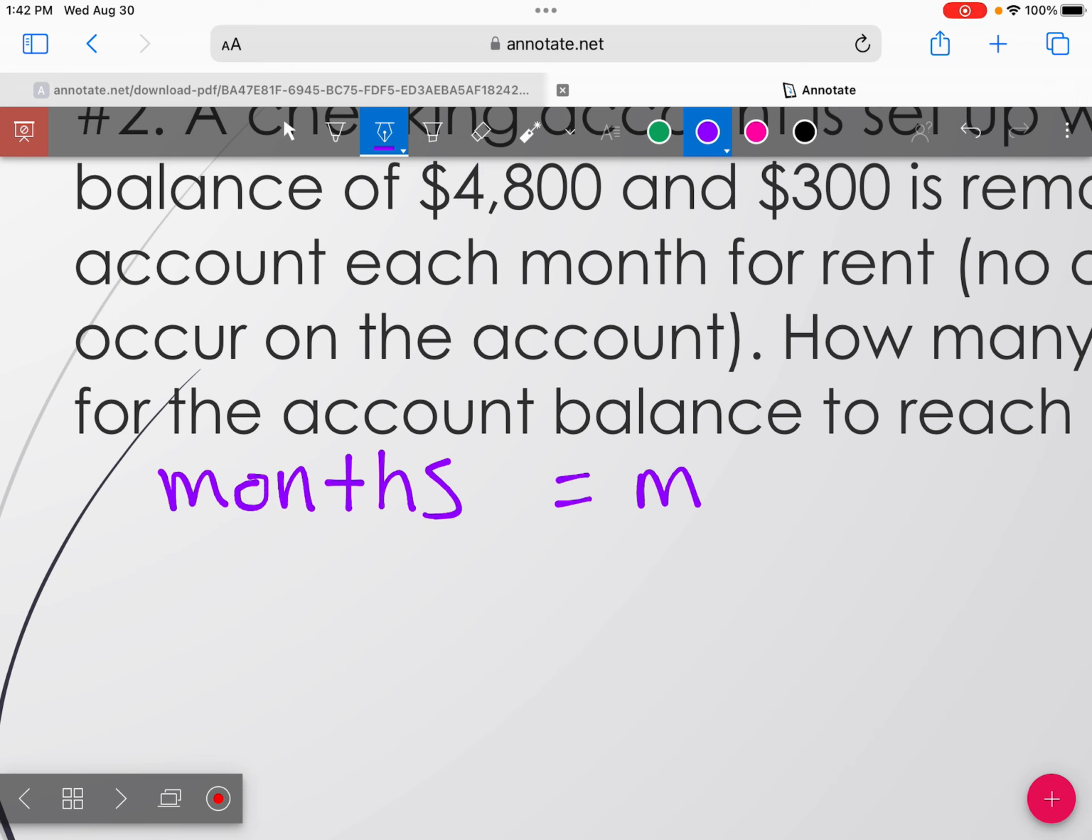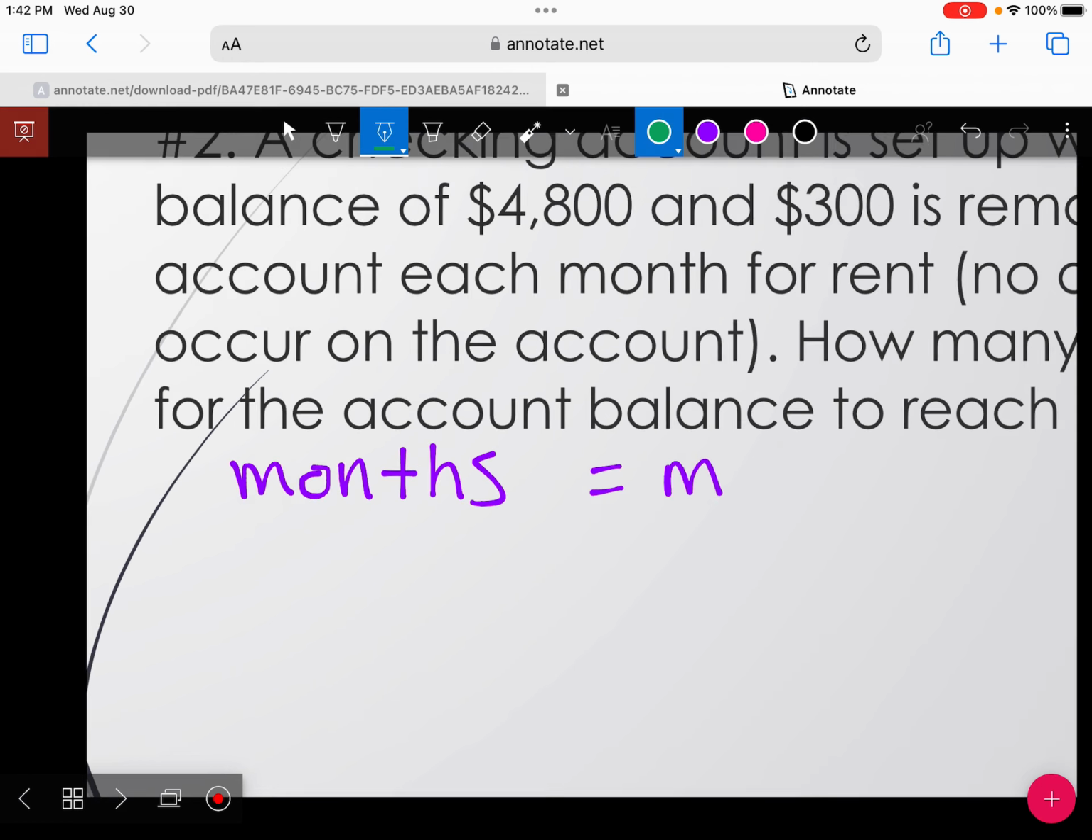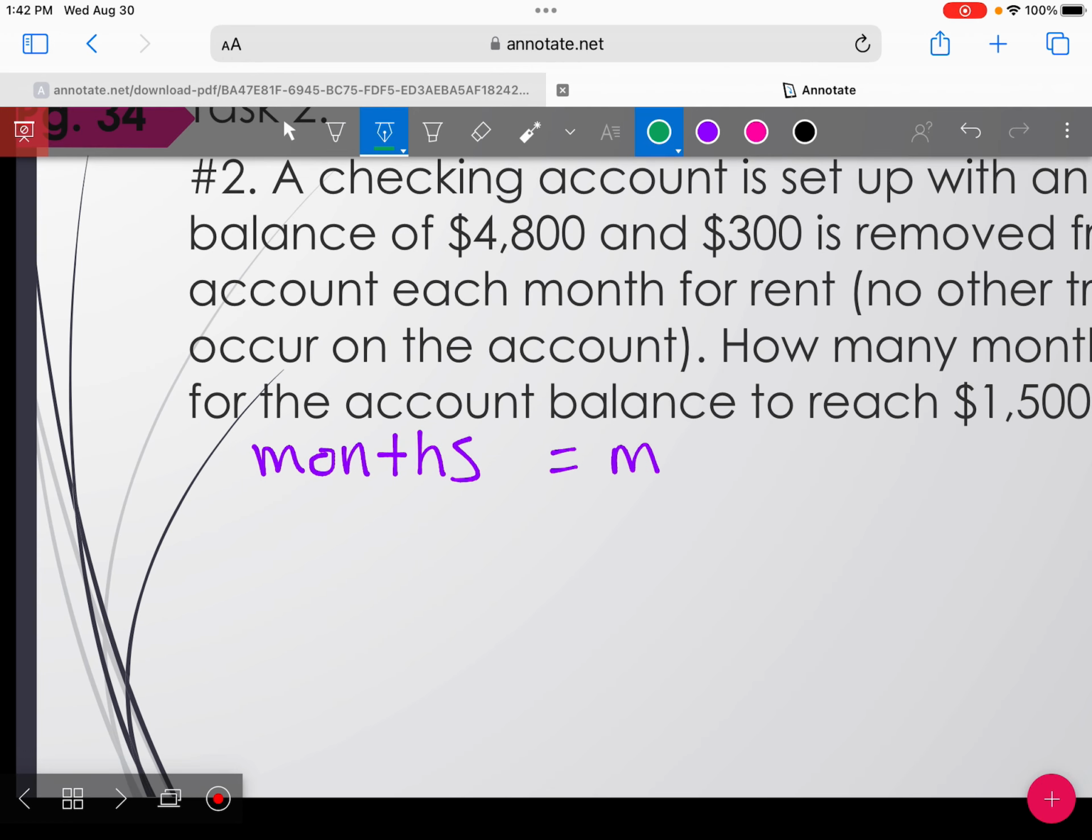So, what do we think we might see? What pieces do we have? 4,800 is definitely a piece. What else do we know?